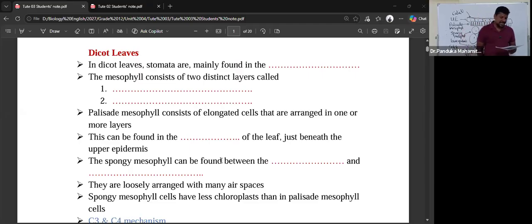The spongy mesophyll can be found between the palisade layer and the lower epidermis. So they are loosely arranged with many air spaces. Spongy mesophyll cells have fewer chloroplasts than palisade mesophyll cells.